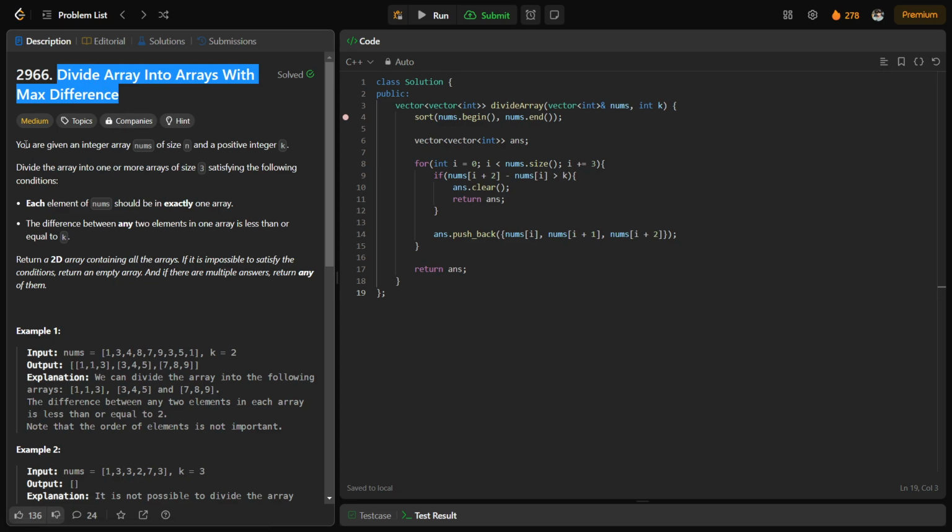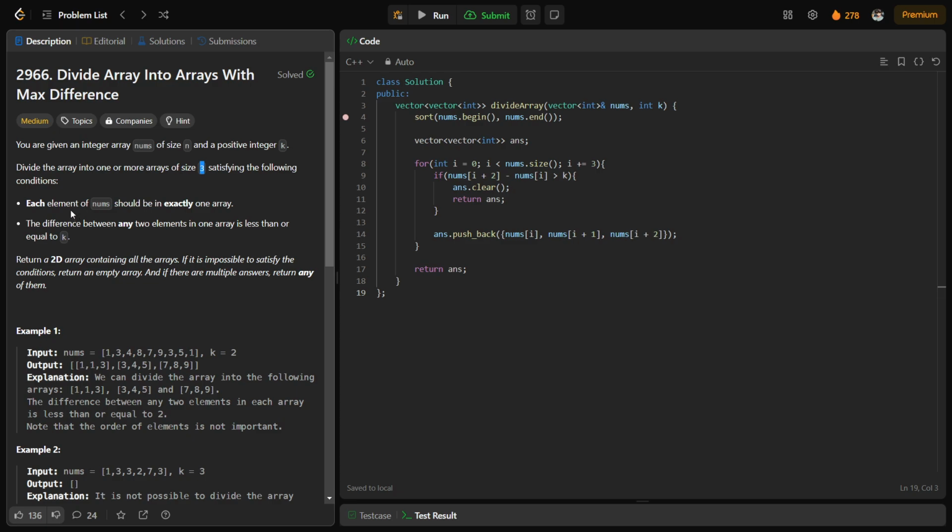So the problem basically says that we have been given an integer array of size n and a positive integer k. We have to divide the array into one or more arrays of size 3. So this is very important that the array size should be 3 and there can be multiple arrays that you have divided your original array into.